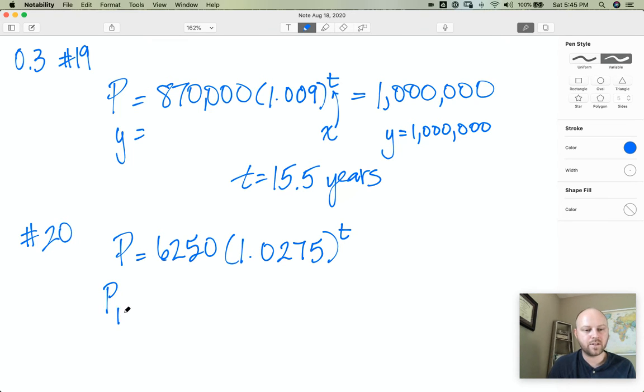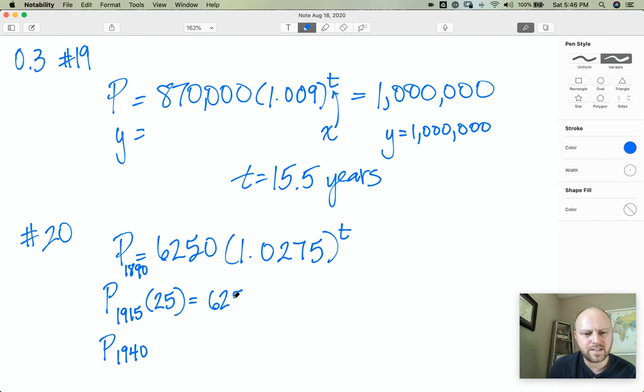So part A, estimate the population in 1915 and 1940. What is the population in 1915? And what is the population in 1940? So remember that this was the population in 1890. So really what we want to do initially is plug in for T the number of years out past 1890 that 1915 is. So that would be what, 25 years? So we're going to do P of 25.